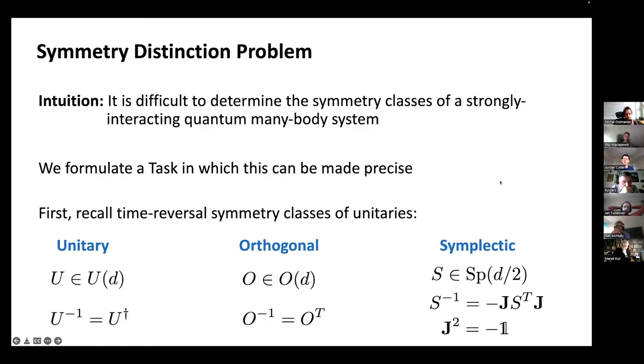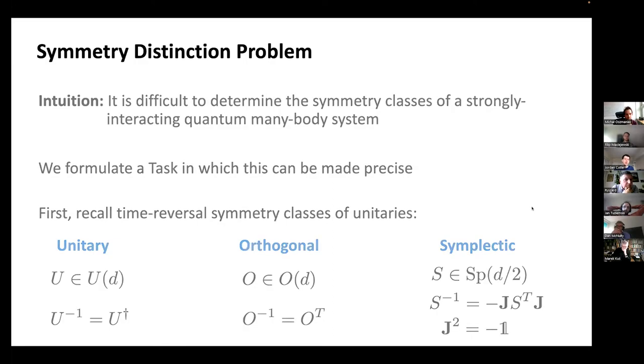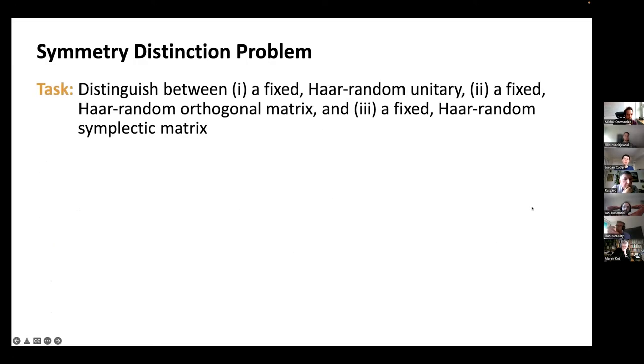If this is not familiar to you, don't worry so much about it, but these realize three different forms of time reversal symmetry. So the question that we would like to ask is, suppose that I have a black box which implements a fixed Haar random unitary. Each time I query it, it applies some unitary to my system, and either that unitary is always a Haar random ordinary unitary, a fixed Haar random orthogonal matrix, or a fixed Haar random symplectic matrix.